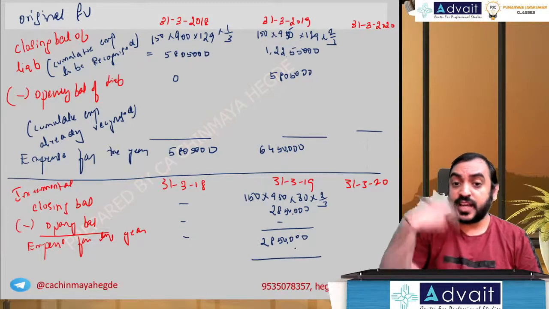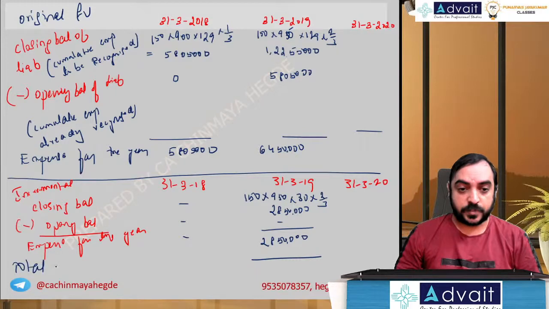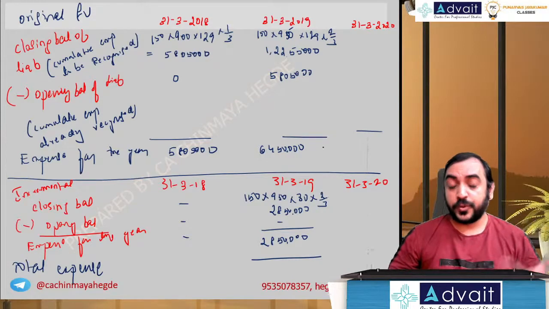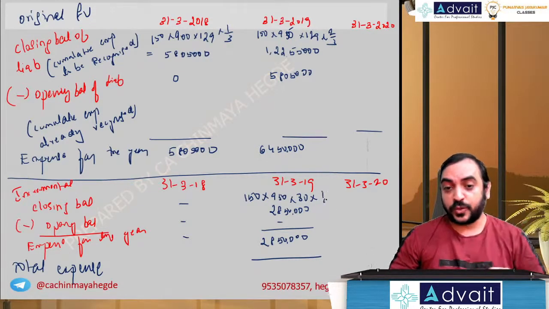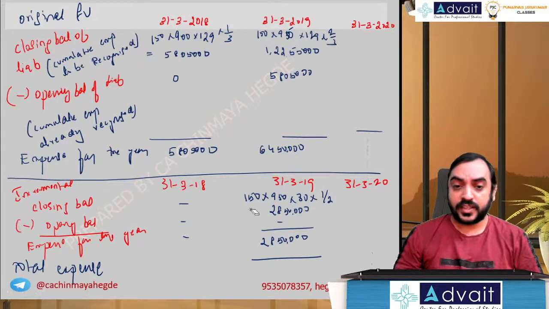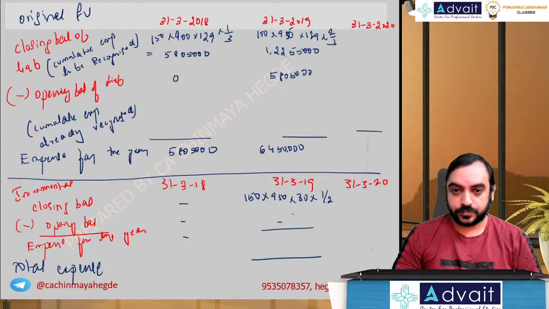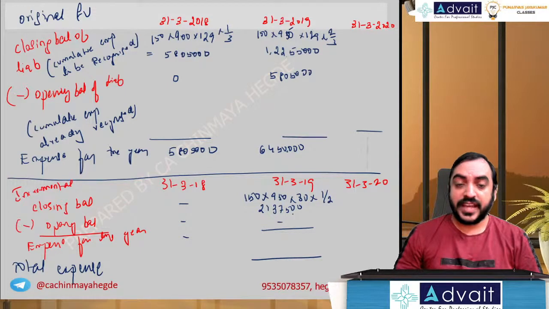So what will be the total expense? 28,50,000 plus 64,50,000. Sorry, not 2 by 3. The remaining is 1 by 2. The remaining period is only 2 years, so this year and next year. So 1 by 2 I should do, and next 2 by 2. I'm sorry, I did the wrong calculation. Please change it. That gives 21,37,500. Add 58,05,000 and 64,50,000, so total 85,87,500.